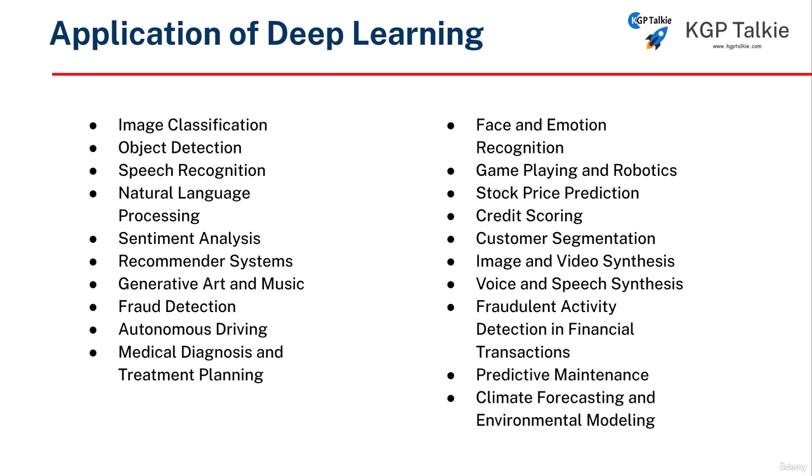Another useful application of deep learning is the recommendation system. In a recommendation system, a user buys one product or sees one product, then the companies suggest many other products. So those are recommender systems.